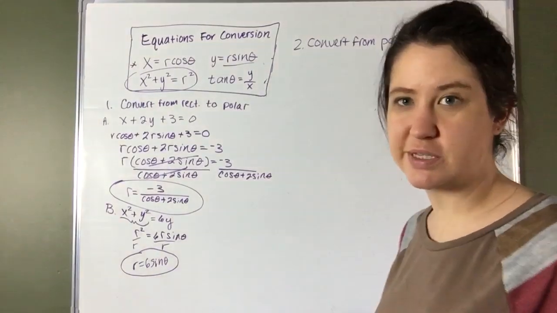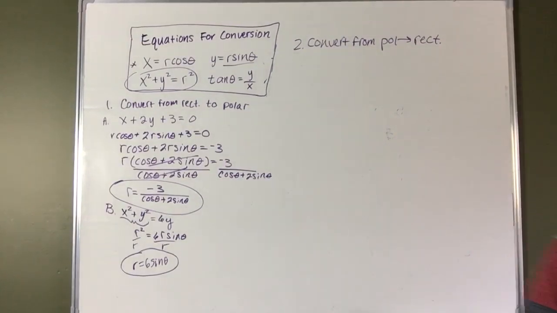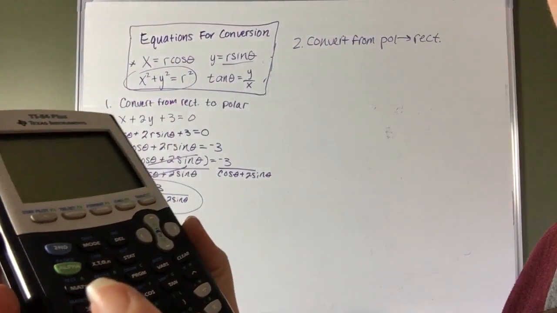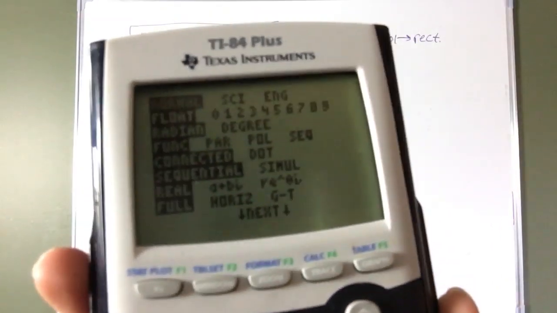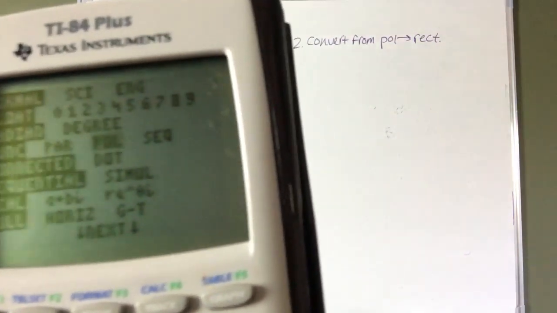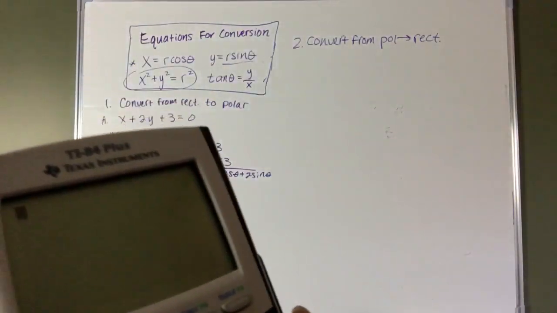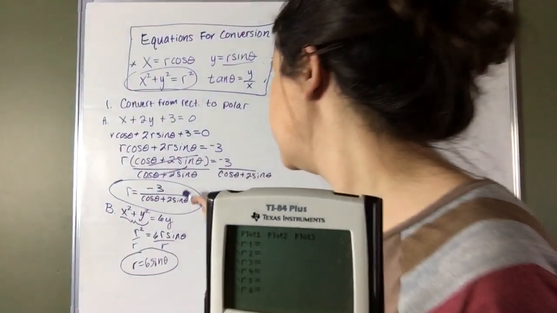I do want to show you something that is pretty cool on the calculator. We can plot stuff in polar coordinates. And I'm going to do a whole video on this, but if you go into mode, you want to switch your mode over to polar. So down here, you're going to go over to POL and hit enter. So it's on polar. And then you're going to go to y equals, but now it should automatically say r equals.